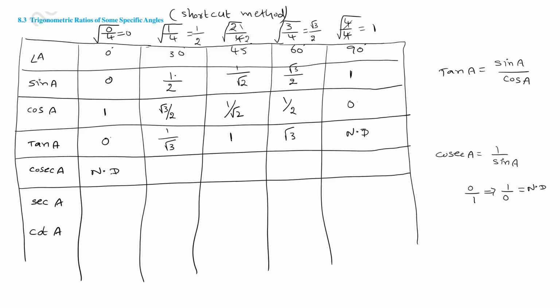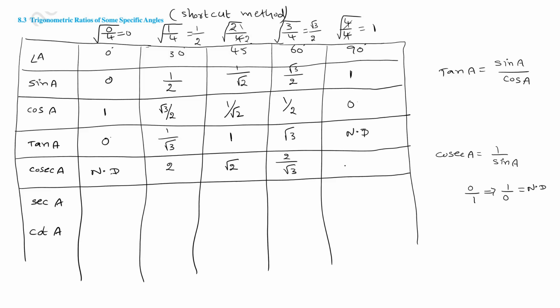Next, cosecant 30 is nothing but the reciprocal of 1 by 2. The reciprocal of 1 by 2 will be 2. Next, cosecant 45: sine 45 is 1 by square root 2, so the reciprocal of 1 by root 2 will be square root 2. Next, cosecant 60: sine 60 is root 3 by 2, and the reciprocal of root 3 by 2 is 2 by root 3.